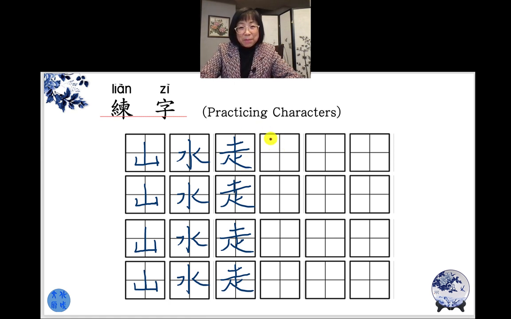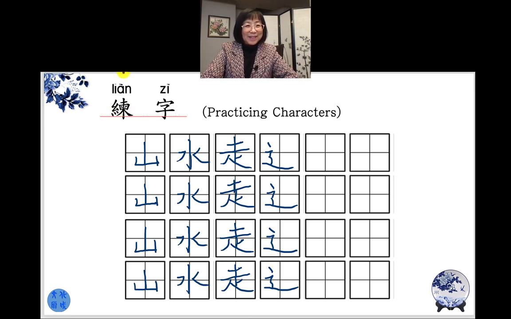Okay, now the 偏旁 of 走. This is a little bit more complicated, so follow me. 点, 横, 折, 折, 捺.